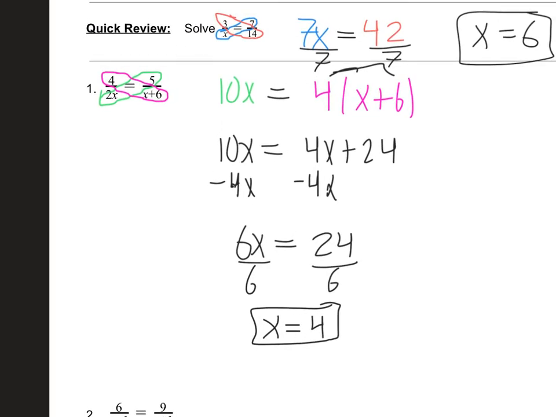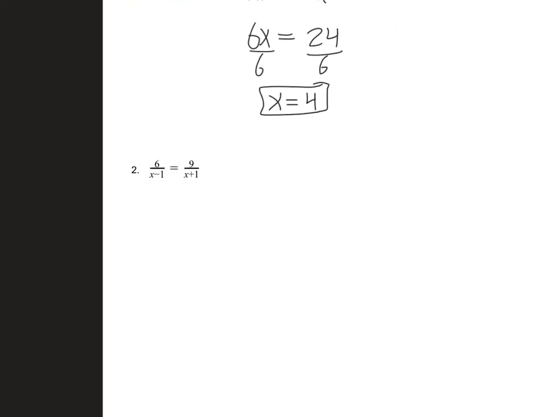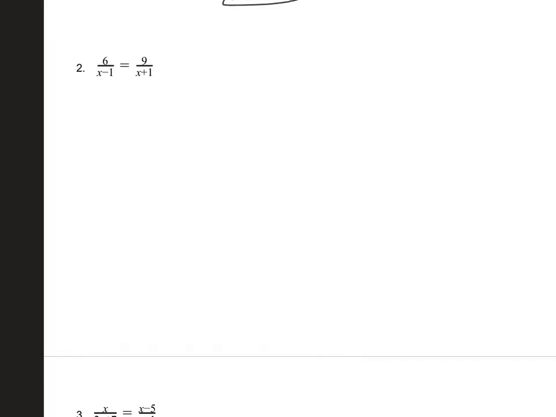Right? Simple. You just cross multiply. Multiply as you need. Like right now we distributed. And then you just solve for x the best you can. So coming down to number 2. Again, guys, same exact process.